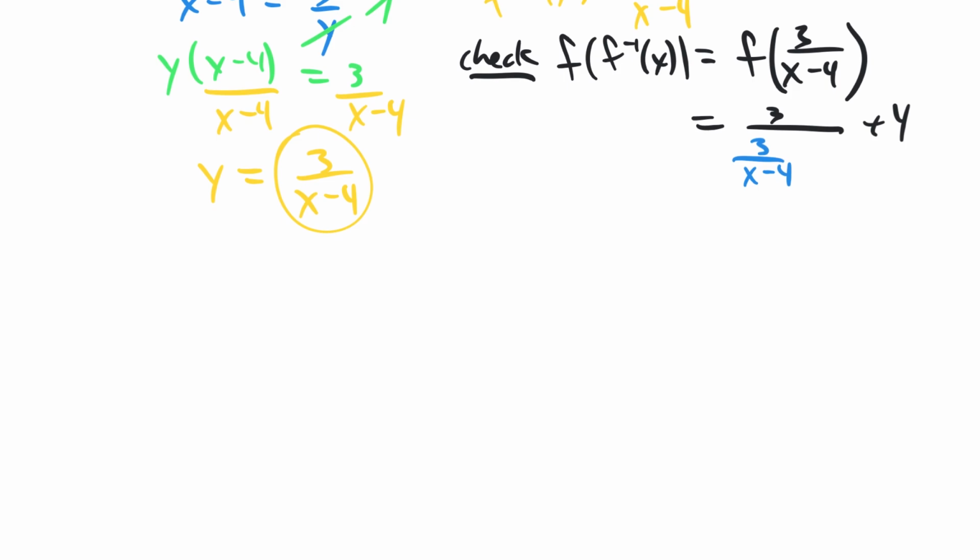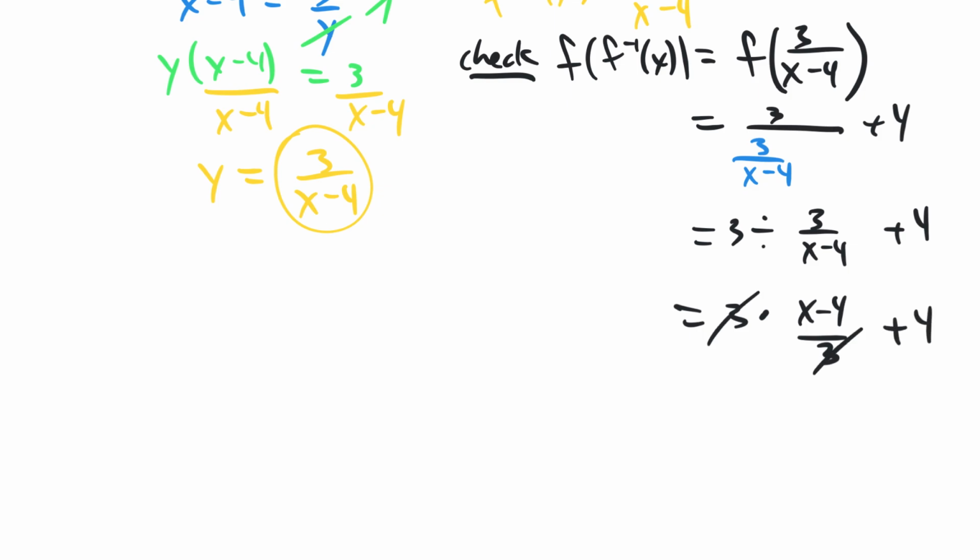Now, this is a bit tricky to do the algebra with, but let's go ahead and do it step by step. We'll have 3 divided by 3 over (x minus 4). This right here means division, so we can write it as a divide sign. That's going to give us 3 times (x minus 4) over 3. Remember, when we're dividing fractions, we simply flip and multiply. The 3's cancel, so we have x minus 4 plus 4. The 4's cancel, and in the end, we just get x. So since f and f inverse just annihilate each other, and we just get x, we've indeed found the correct inverse for the function.